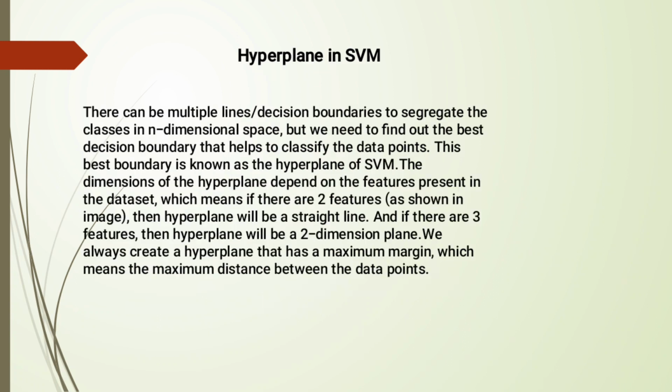Hyperplane in SVM. There can be multiple lines or decision boundaries to segregate the classes in the n-dimensional space, but we need to find out the best decision boundary that helps to classify the data points. The best boundary is known as the hyperplane of SVM. The dimension of the hyperplane depends upon the features in the dataset, which means if there are two features, the hyperplane will be a straight line, and if there are three features, the hyperplane will be a two-dimensional plane. We always create a hyperplane that has a maximum margin, which means the maximum distance between the data points.